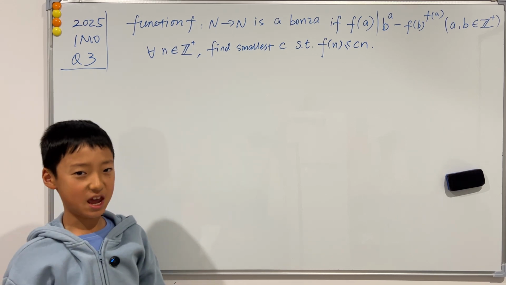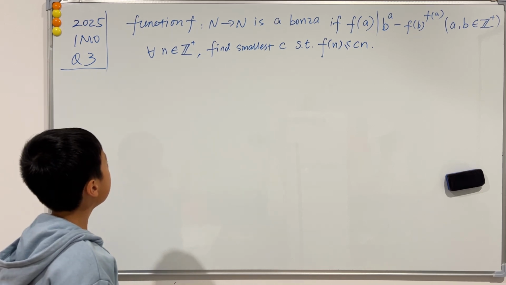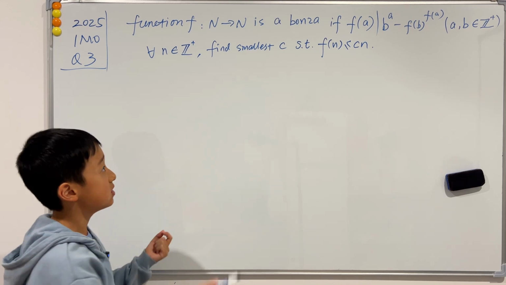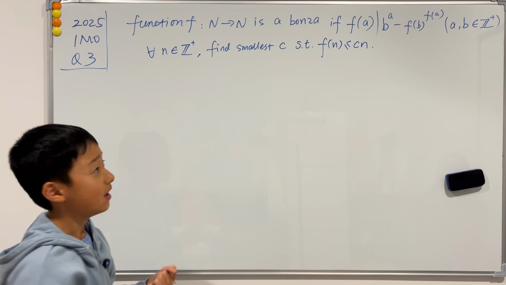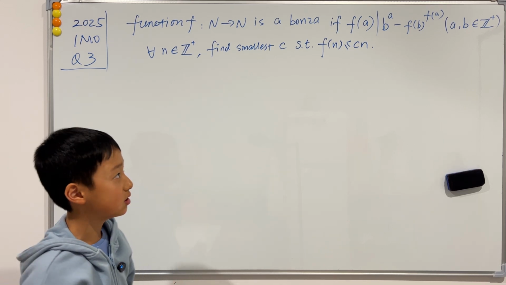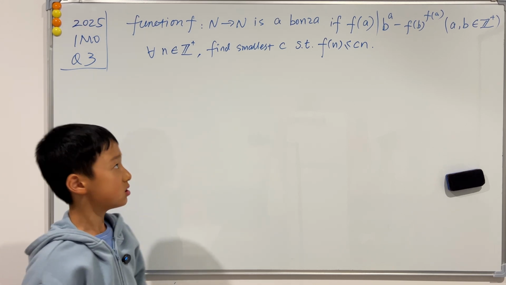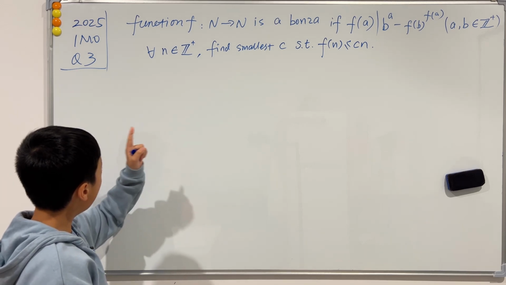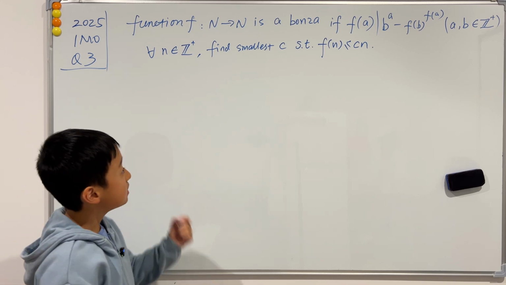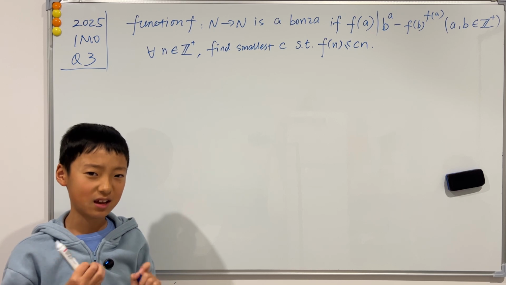This question looks a bit scary, right? But don't worry, let's read it together. We have a function f from the positive integers to the positive integers, and this function is a bonza if f(a) divides b^a - f(b)^f(a), for all positive integers a and b. And for all n in the positive integers, find the smallest c such that f(n) is less than or equal to c times n.